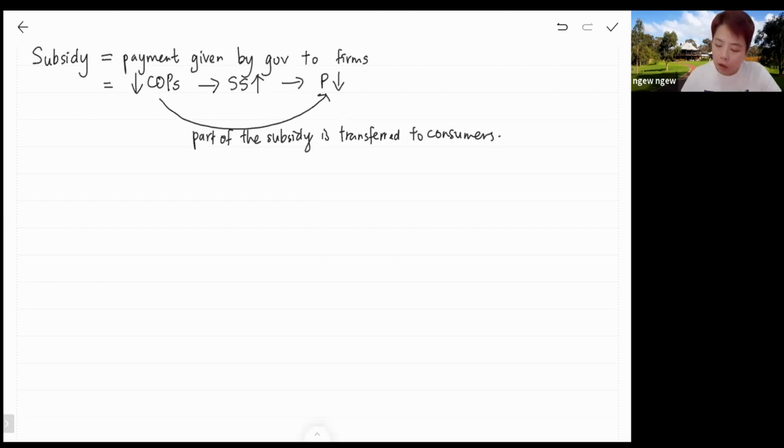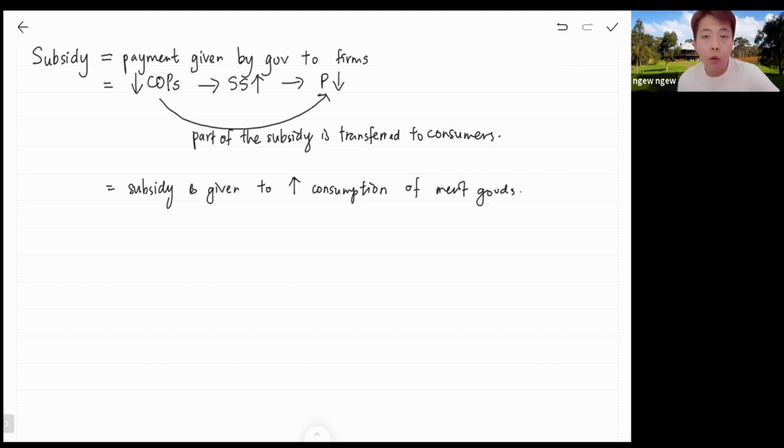Okay, ultimately, we need to understand that government gives subsidy basically to increase the consumption of one thing, most of the time merit goods, because consumers are not willing to pay that much. So government is using subsidy, making the price cheaper, allowing consumers to consume more.